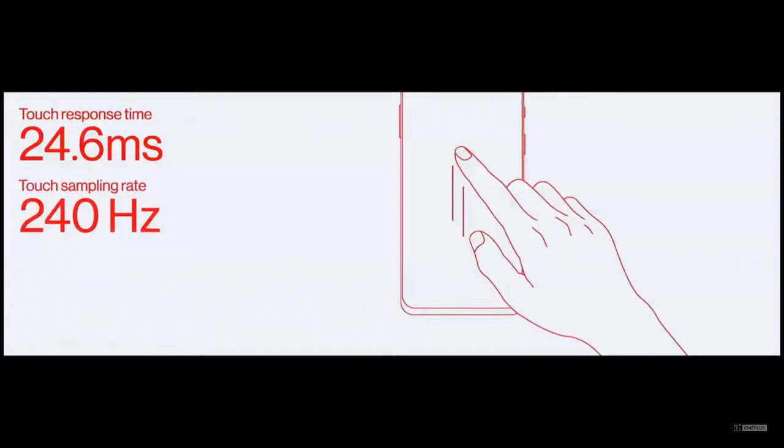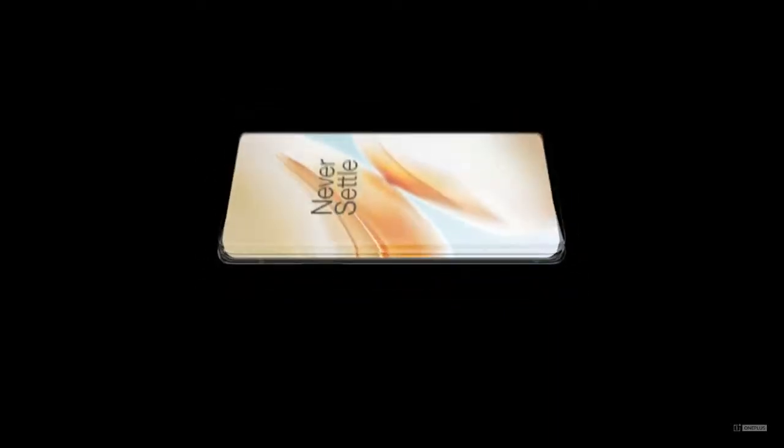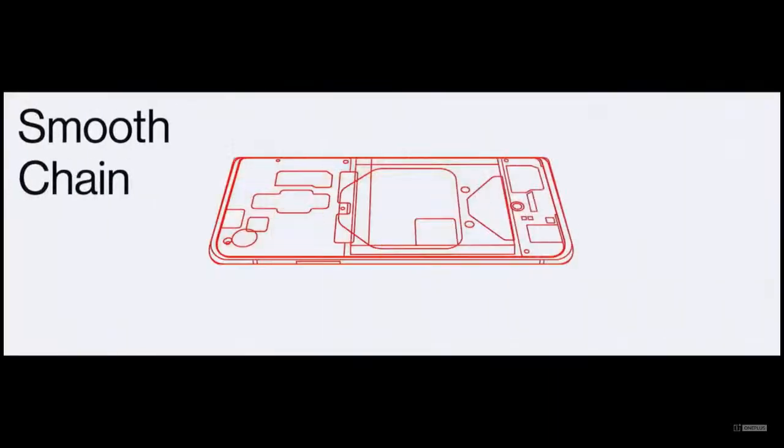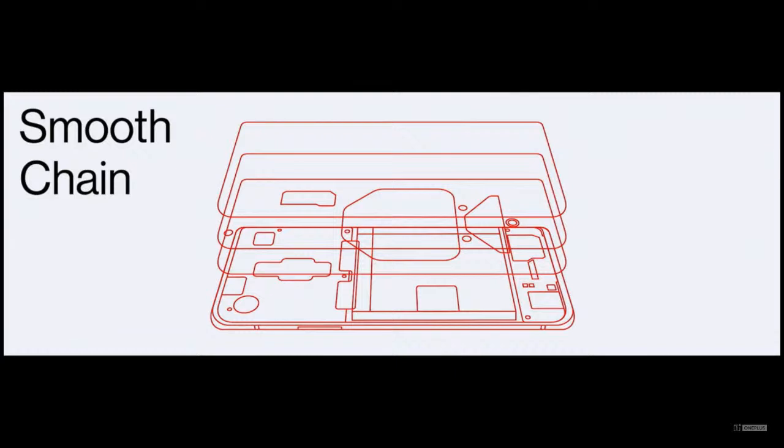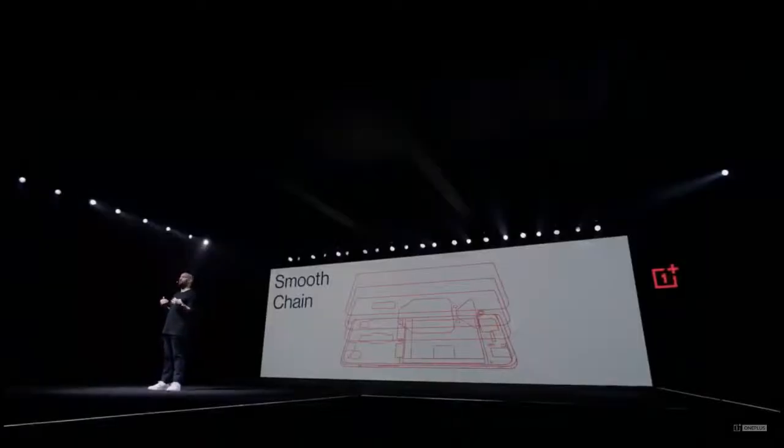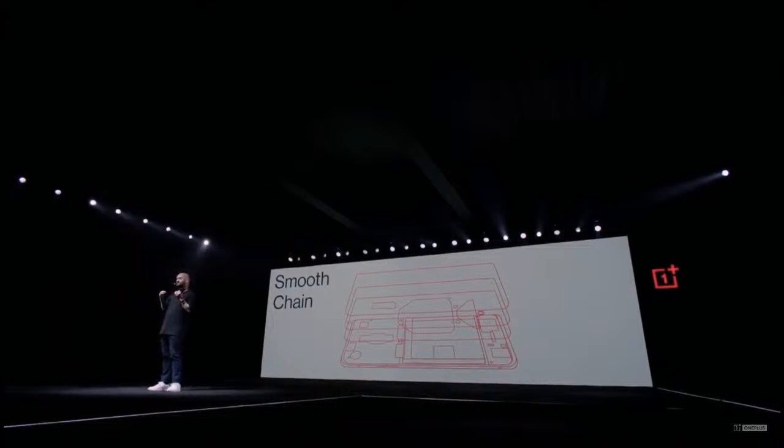When you touch the display, the feedback is immediate, only 24.6 milliseconds. How do we make it so responsive? Well, first, the OnePlus 8 Pro has a 240 Hz touch sampling rate, which is great, but not enough. Our secret weapon is the OnePlus Smooth Chain. So we approach product development like a chain. Every link in this chain has to be strong and it has to work together, or else the chain's going to break. Our end goal is to make sure our hardware and software work together as smoothly as possible.